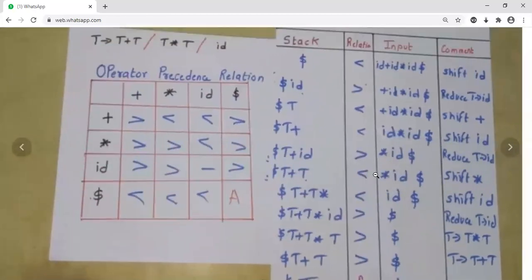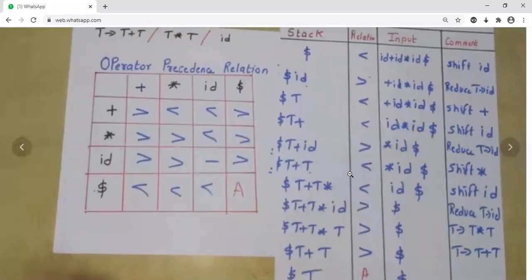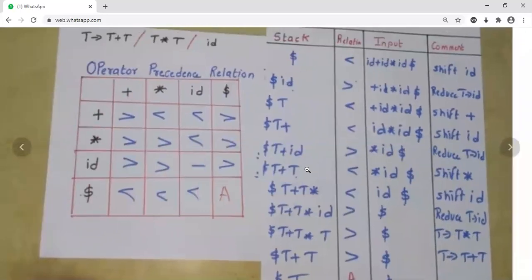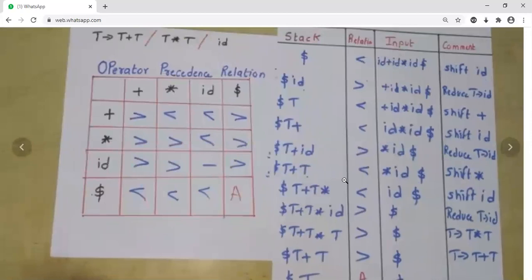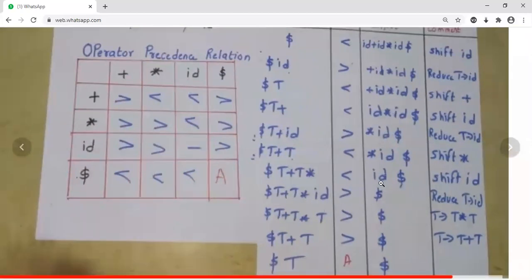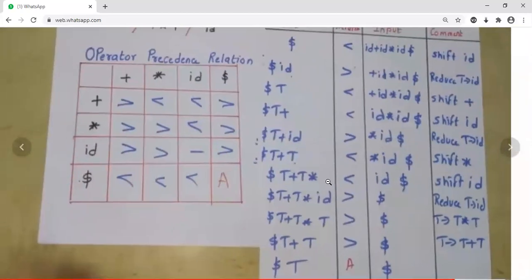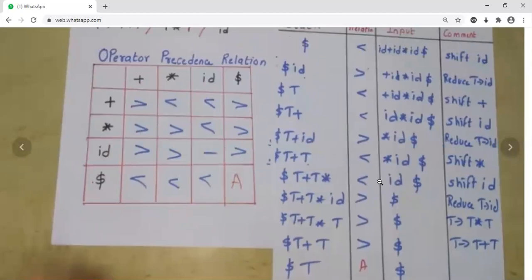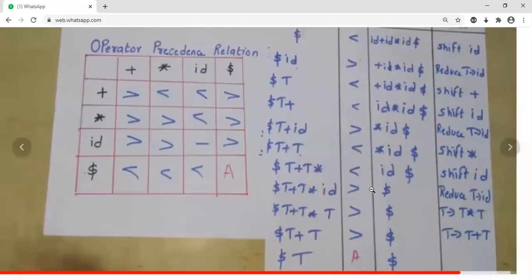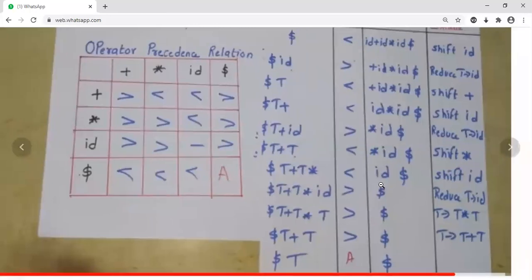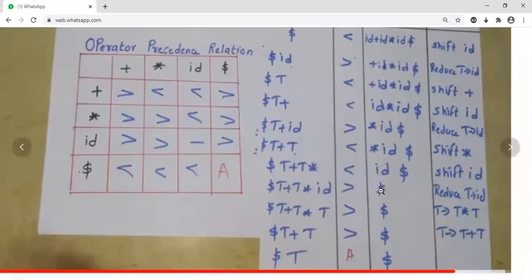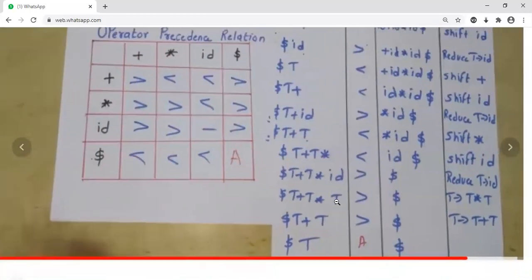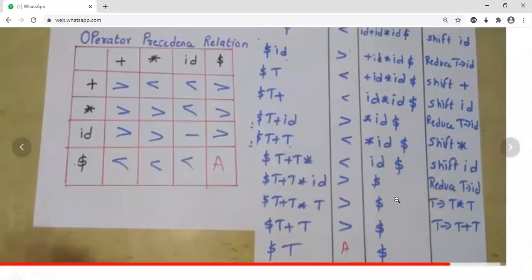Again, compare star with plus, so star having a higher precedence than plus, star will shift over on the top of the stack, and we remain with ID and dollar. So here ID is higher precedence than asterisk, so shift ID, and finally ID and dollar. So ID always has higher precedence than the other terminals, dollar as well. So here we reduce T derives ID, and then complete T star T because star has higher precedence.